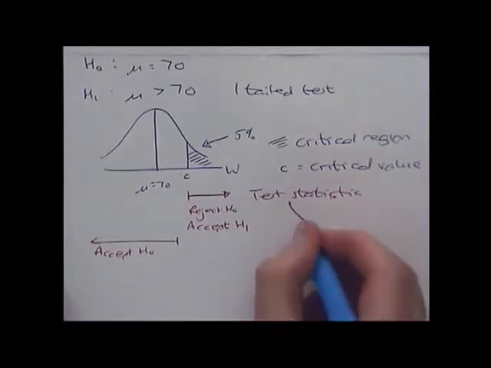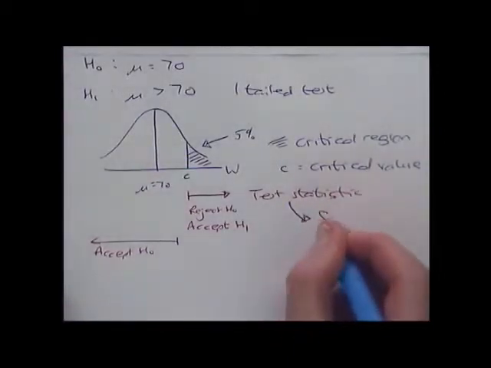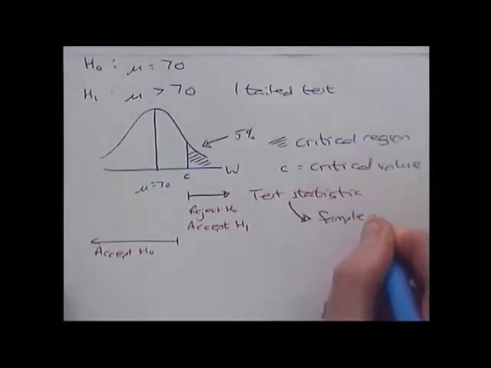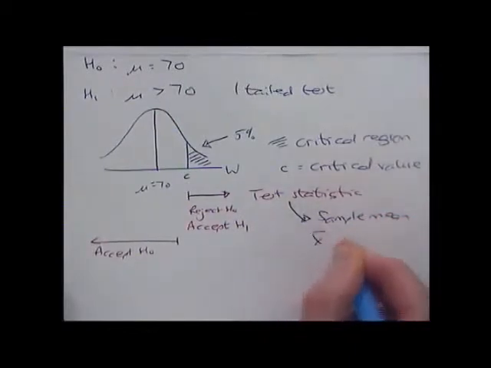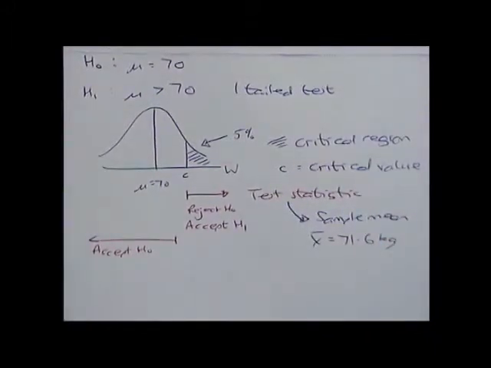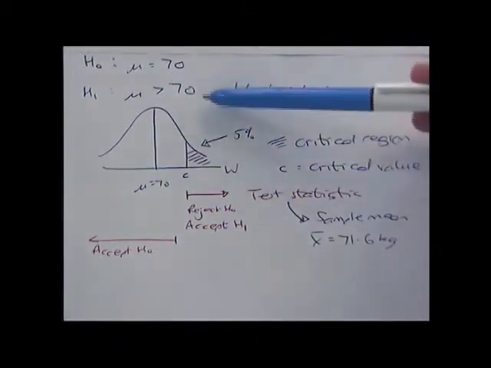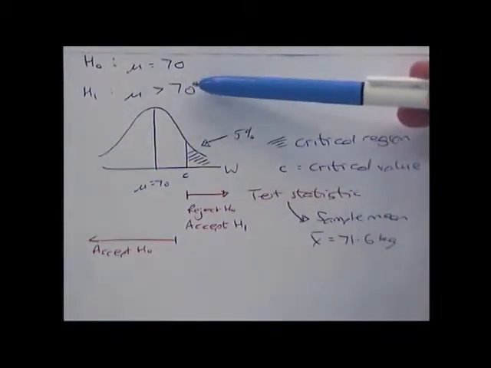So our test statistic in this question is going to be our sample mean. And our sample mean, we are told that x bar was 71.6 kilograms. So let's just go back again to our steps. Step 1, define the null and alternative hypothesis. We've done that in terms of mu.